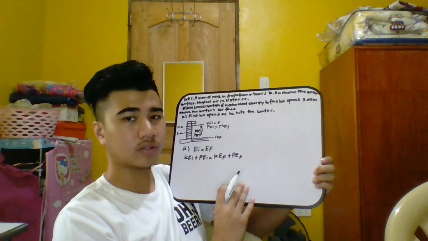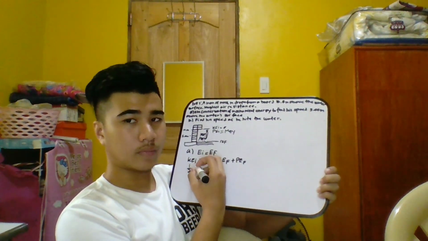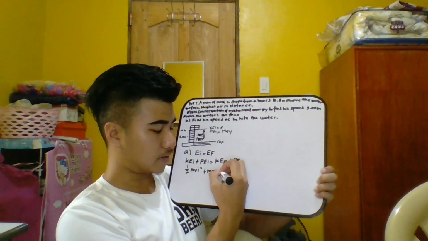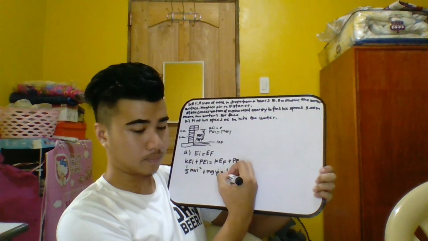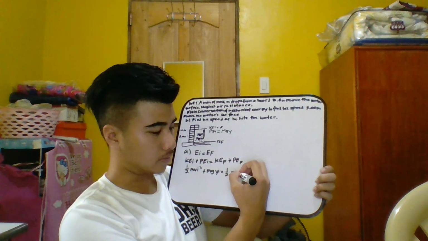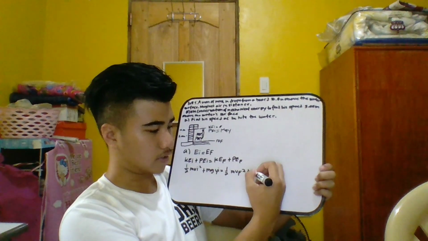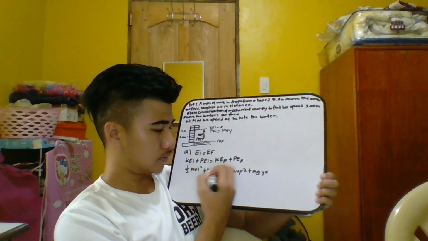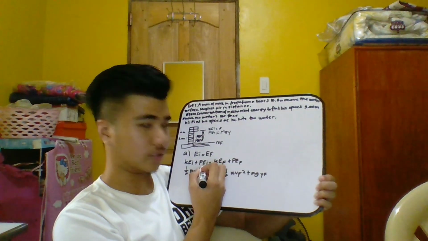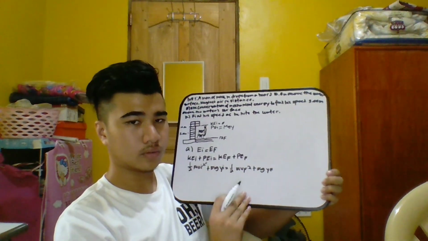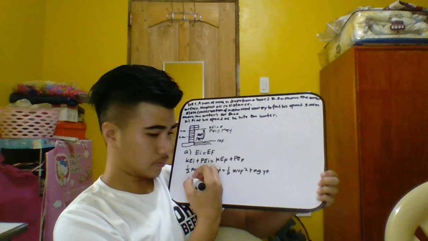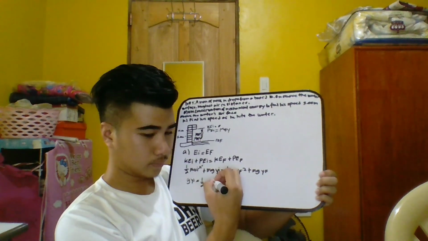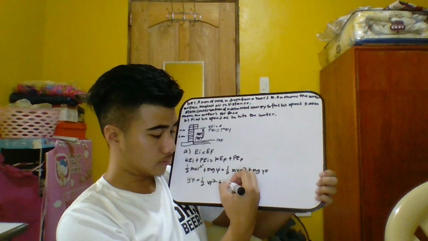And by substituting into the equation, we have 1/2 mass times the initial velocity squared plus mass times gravity times the initial position is equal to 1/2 mass times final velocity squared plus mass times gravity times final position. We can cancel the mass, and the initial velocity is 0 because he starts from rest. So the remaining equation is g times y initial equals 1/2 times final velocity squared plus g times y final.